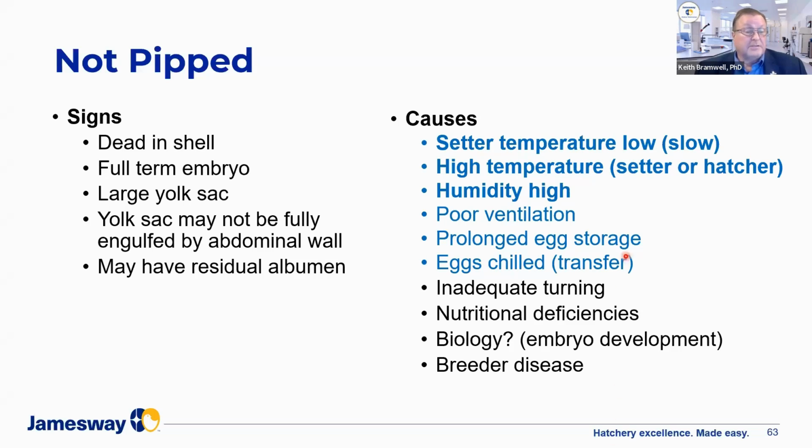Ventilation, moisture loss. I think we see that sometimes. If they're just wet, they didn't lose the moisture. They try and pip into the air cell, and the air cell's not developed as it should be. So now we've got too much moisture. They may not be able to switch to pulmonary respiration. That would be an internal pip, but not an external pip, or they may not even get to that point. Egg storage can affect this. Chilled eggs that transfer, that slowed them down. Again, we're slowing them down here.